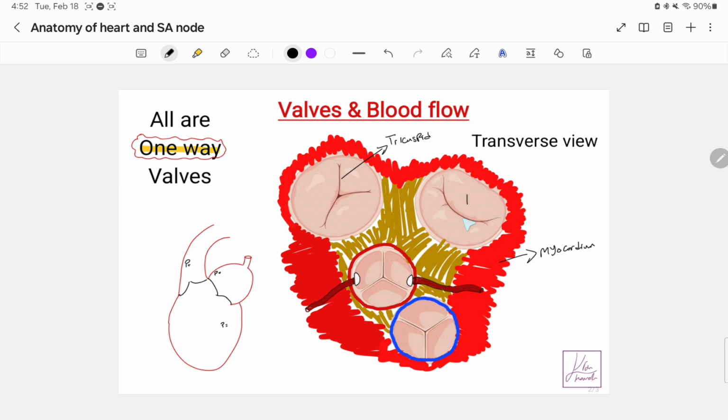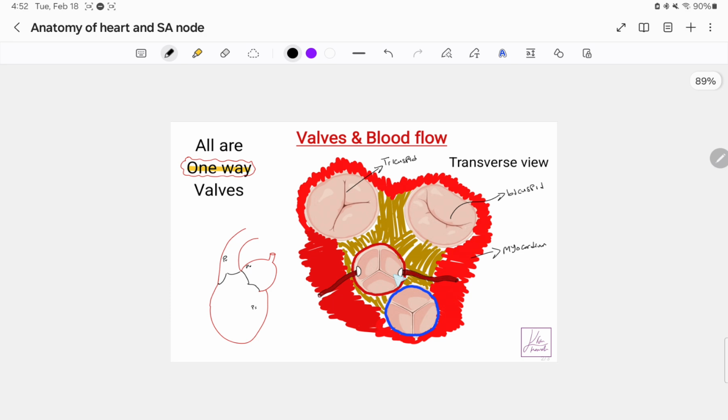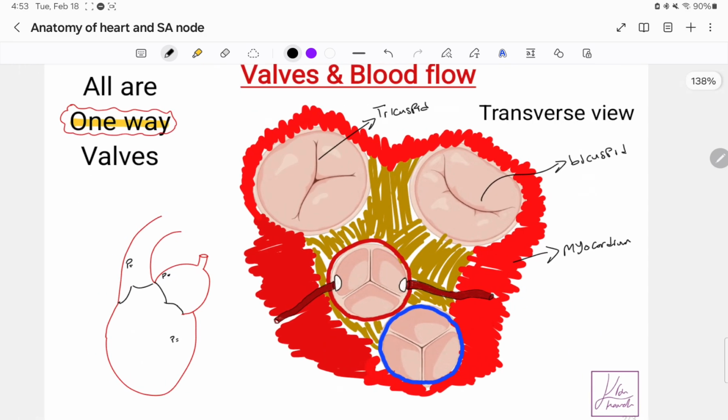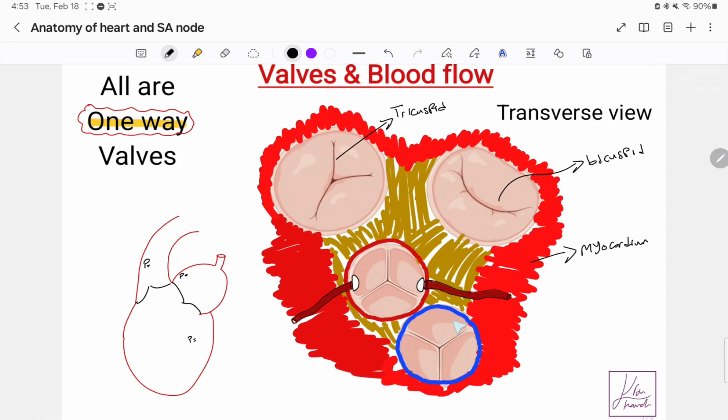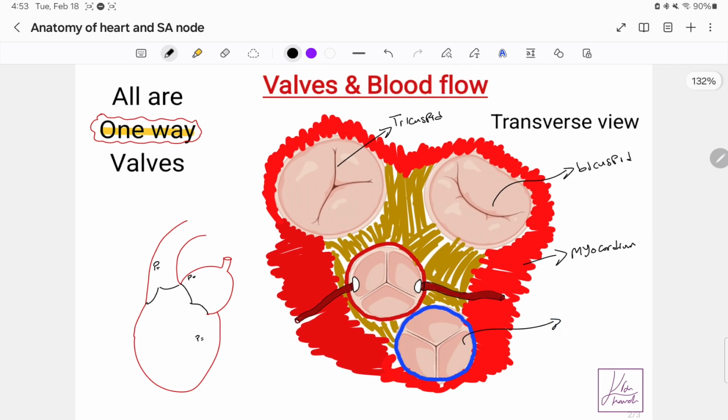What about this one? This one has 1 and 2 cusps. So we call this the bicuspid valve, or the mitral valve, okay? What about these guys? Well, I've outlined them in red and blue for you so you can understand what this looks like. So in blue is going to be the pulmonary semilunar valve, and red is going to be the aortic semilunar valve. And you notice something very special and different between the pulmonary semilunar valve and the aortic semilunar valve. I will talk about that in just a second.